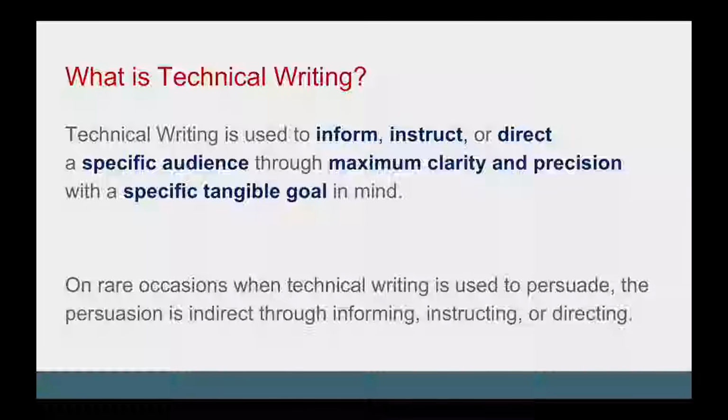On rare occasions, technical writing may be used to indirectly persuade the reader through informing, instructing, or directing them. Think of a nonprofit newsletter which may do nothing but inform you of what the charity is doing, but with the hope that this will encourage you to act in some way. Another example is a warning sign that says a dangerous spark of electricity could happen if you touch a wire. It is encouraging you not to touch the wire by informing you what will happen if you do. Technical writing never directly persuades, it only informs, instructs, or directs. Notice also that the definition says to a specific audience and with a tangible goal. We will talk more about those later in the presentation.